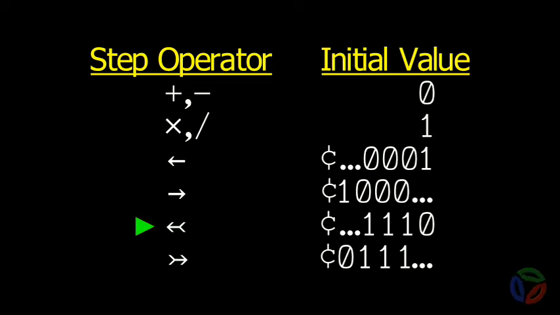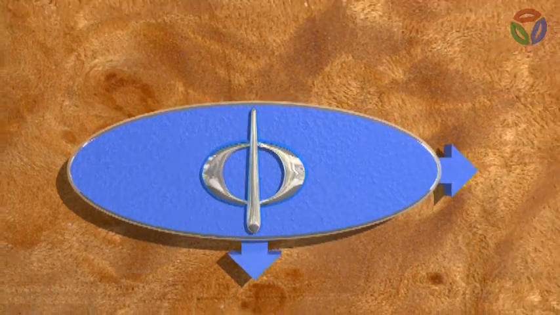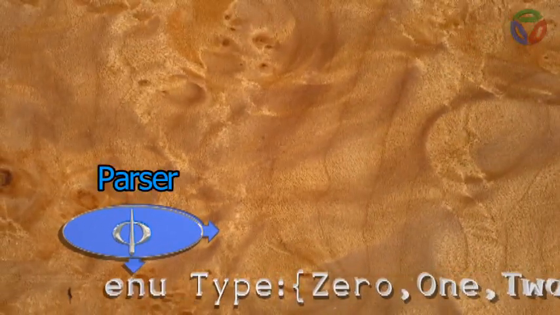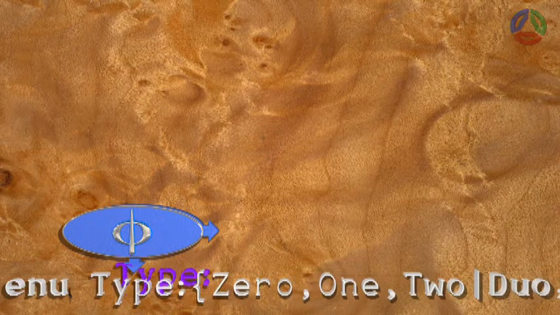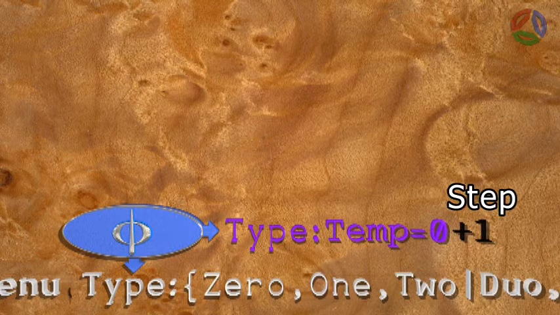A rotate left step operator clears the initial value's low order bit to 0 and sets all other bits to 1s. A rotate right step operator clears the initial value's high order bit to 0 and sets all other bits to 1s. When an enumeration declaration is parsed, a temporary initialization variable is created of the type that is in the declaration. It is initialized to 0 when the step operator is plus or minus.